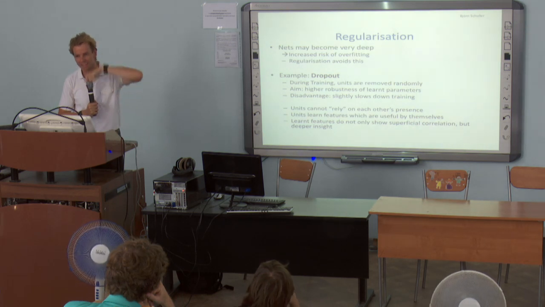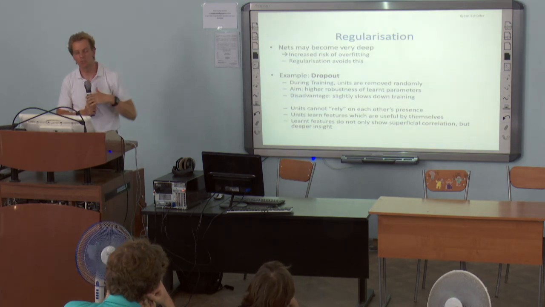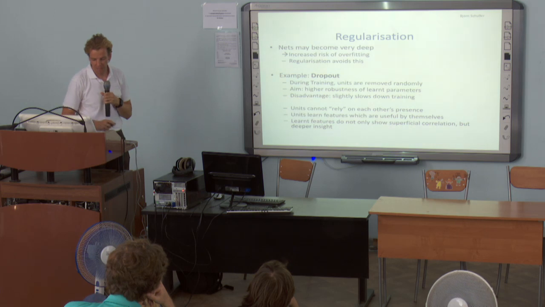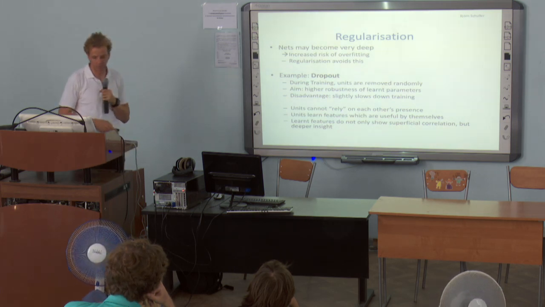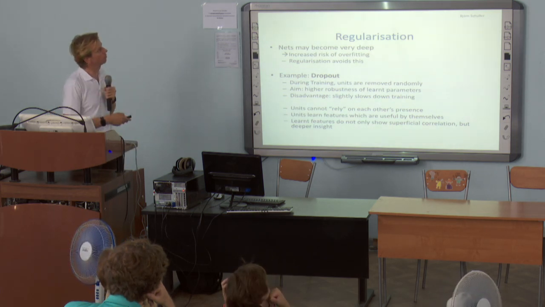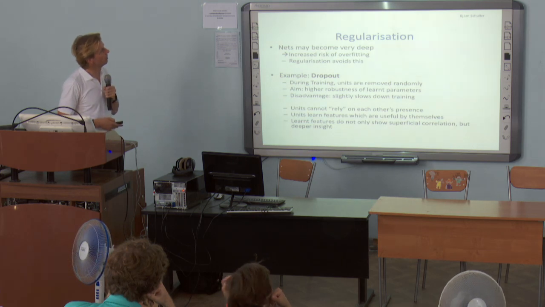So we're randomly selecting over iteration steps some neurons to be dropped out, to have a higher robustness of those learned parameters, because the units cannot rely on the presence of the neighbors.